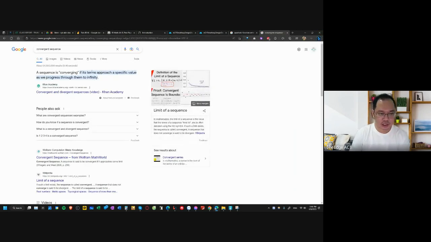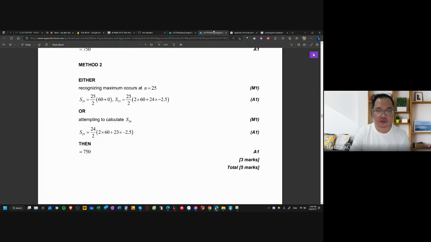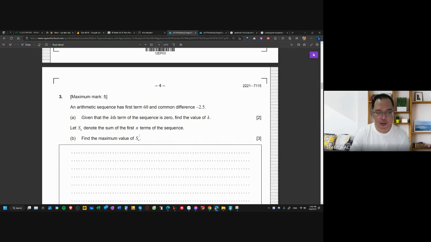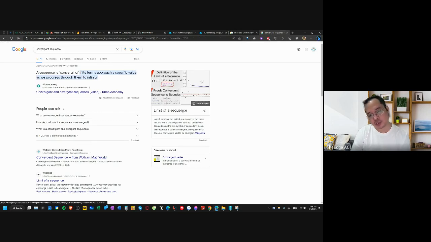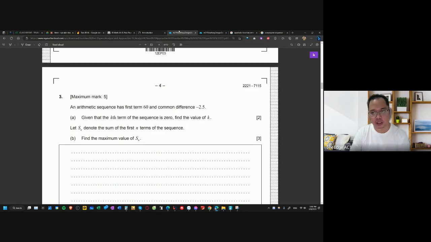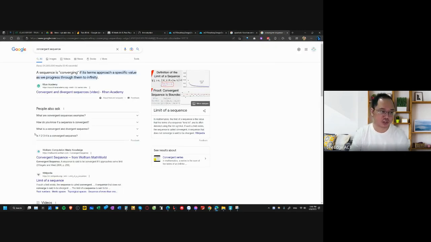A sequence is converging if its terms approach a specific value, meaning 0. Or it's not that 0, it can get to a negative value? Or we have to define this sequence to be approaching 0. Anyway, if we define this sequence to be positive values only, not allowing it to become 0, yeah, it's called a convergent sequence.